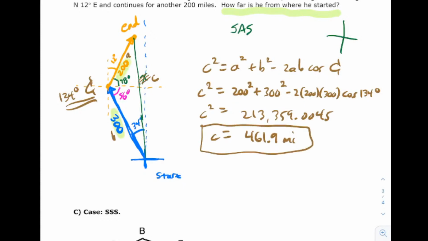Quick reality check, that's 300, that's 200. It's got to be something a little less than 500, right? Because if we went 300 and then 200 in a straight line, it would be 500, but we didn't, we bent. So it's got to be something a little less than 500, so 462 sounds about right. I like it.